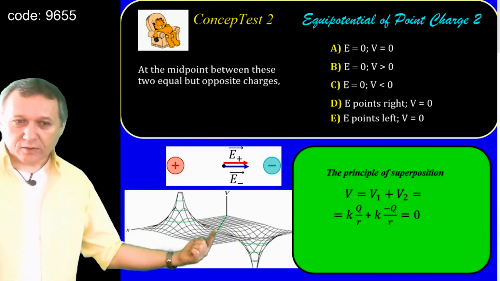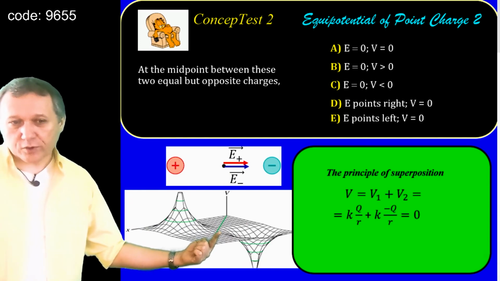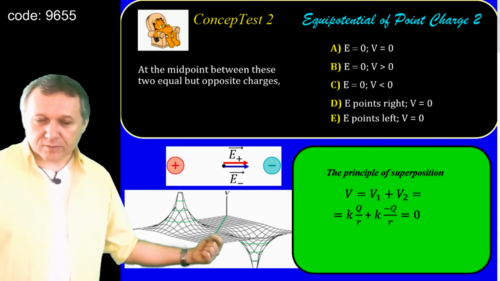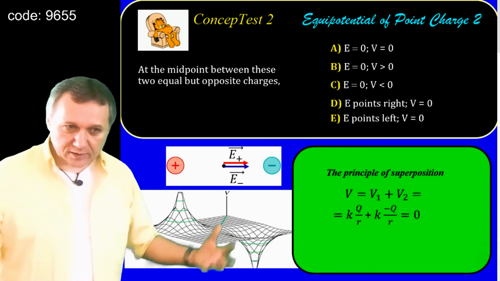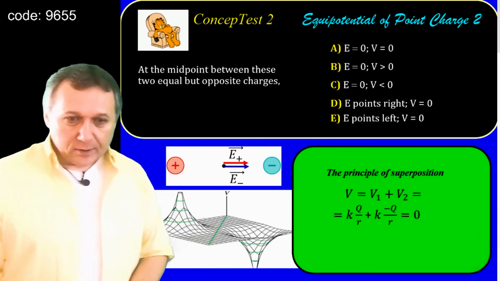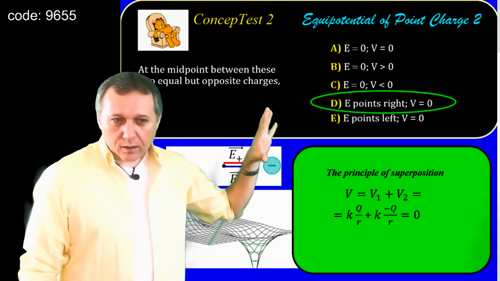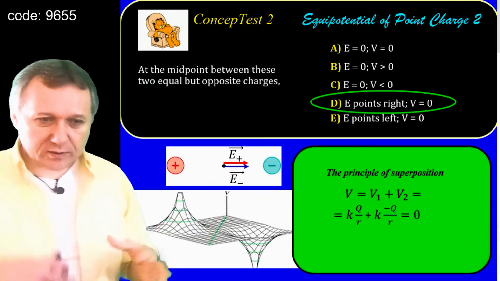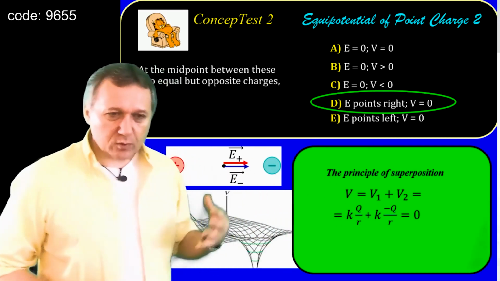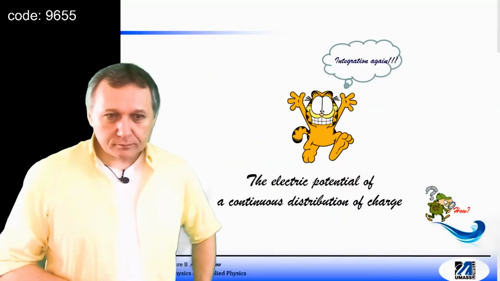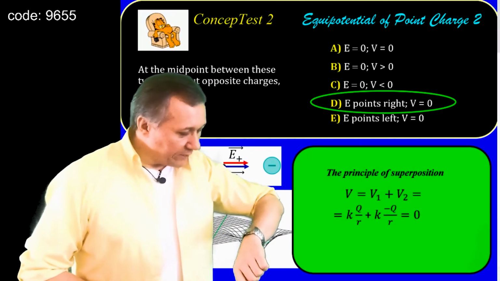But since we were interested in the midpoint, this point, the contribution from this charge is balanced by the contribution from that one, giving us zero. Okay, good. So that's the answer. And again, quite often I give questions similar to this, maybe slightly more complicated, among the multiple choice questions on the exam. Now, we still have a couple of minutes.